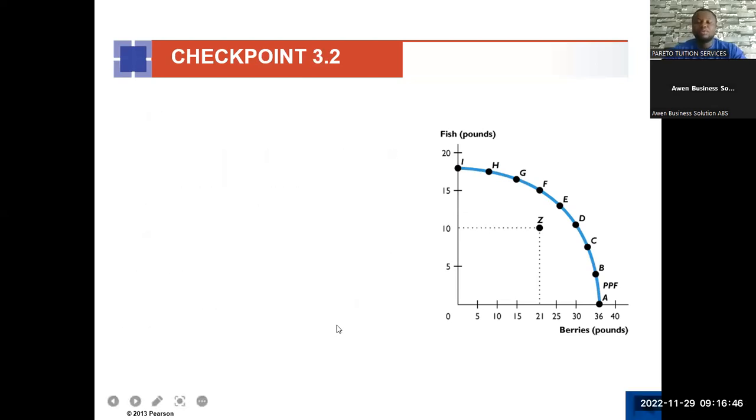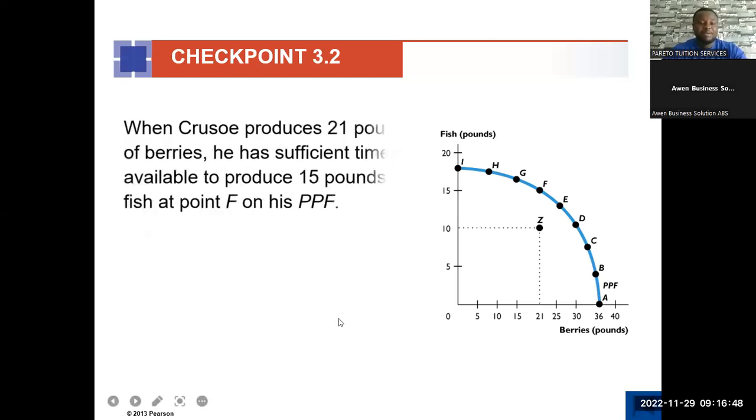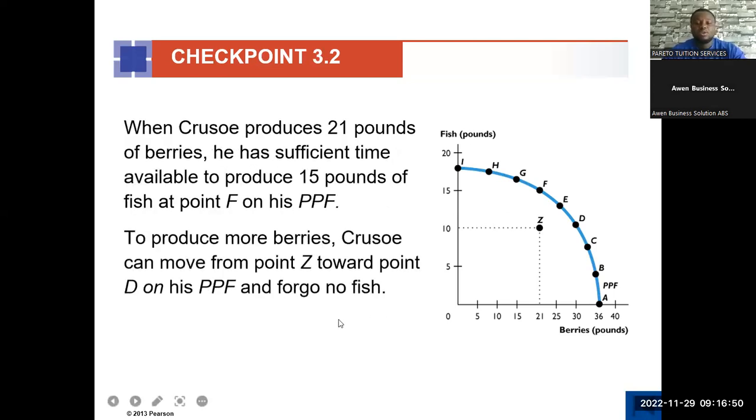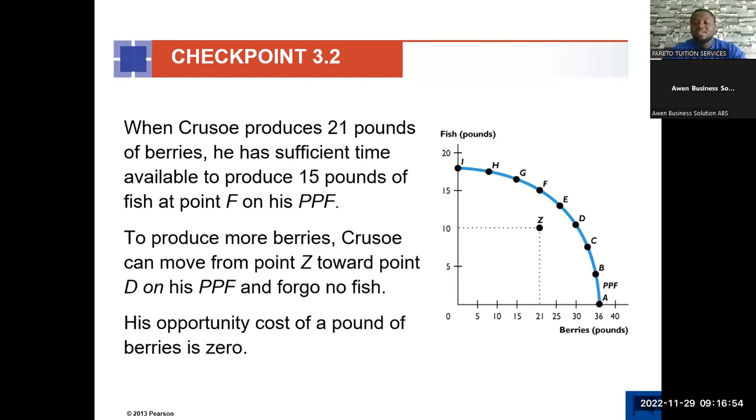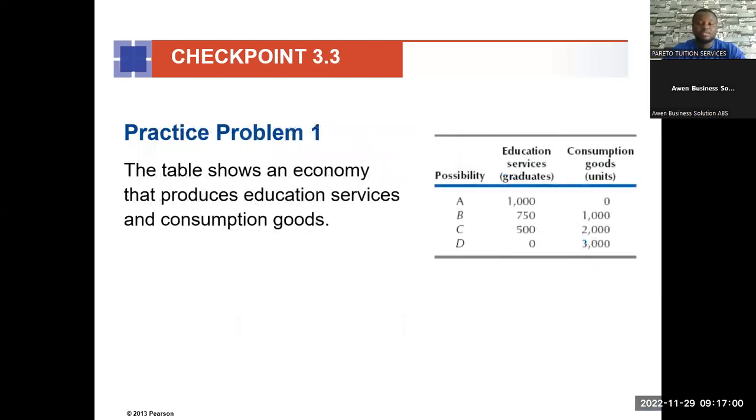So whenever we are producing inside the PPF, we don't experience opportunity cost, because we don't sacrifice any unit of the other good. Okay, so the opportunity cost will be 0 for both. Whether you go here or you go there, the opportunity cost will be 0. I hope that's fine. Yes.